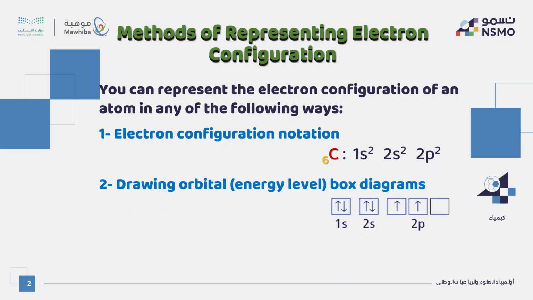Method 2, drawing orbitals, energy level box diagram. The second method is drawing orbitals box diagram. Each box represents an orbital. Each arrow represents an electron. The arrow direction shows the electron's spin.